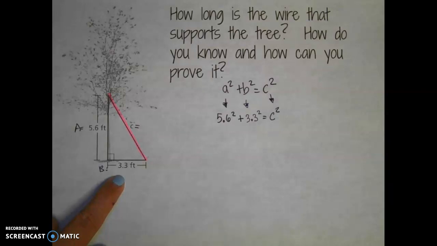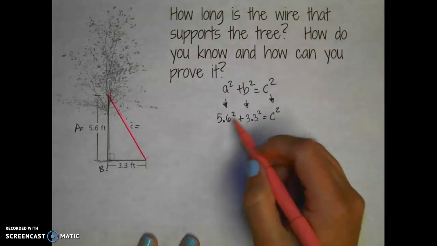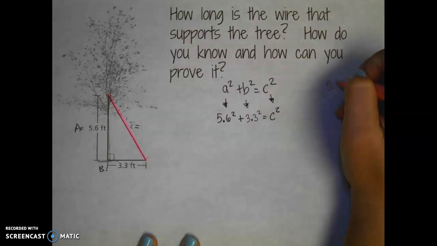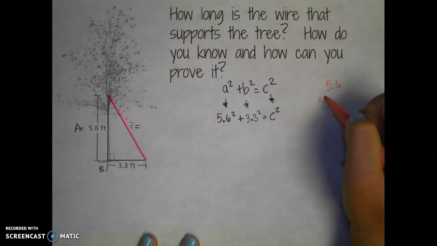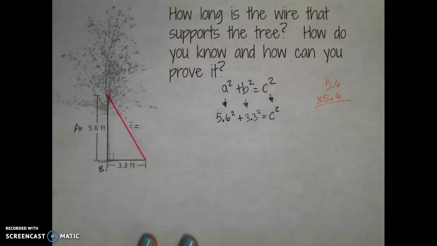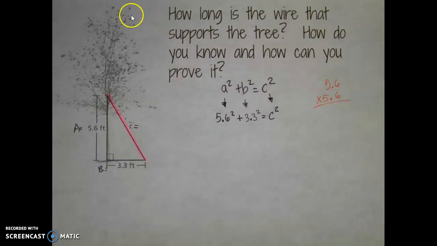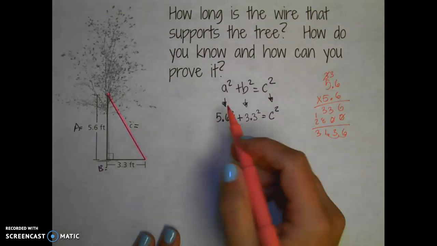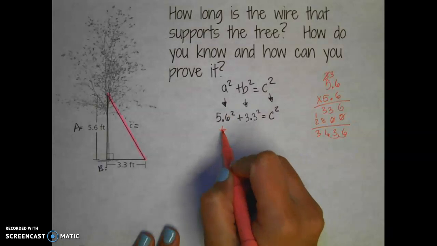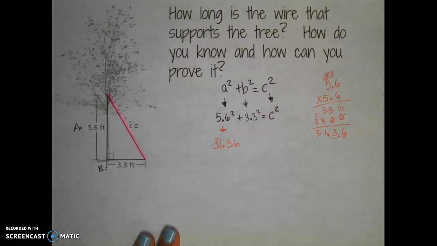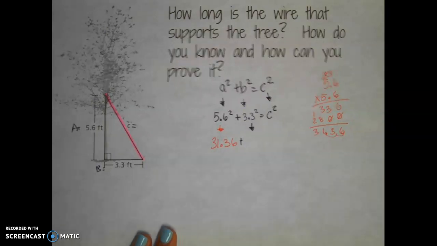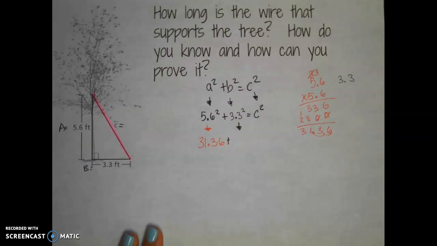C squared. Okay, for your project, and anytime you're dealing with word problems, make sure you know that this doesn't mean 5.6 times 2. It means 5.6 times 5.6. Make sure you write out the math off to the side and let's see if you get the same answer. For 5.6 times 5.6, you should have gotten 31.36. Now, do 3.3 times 3.3.